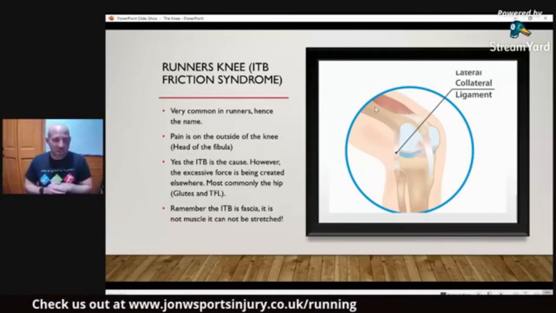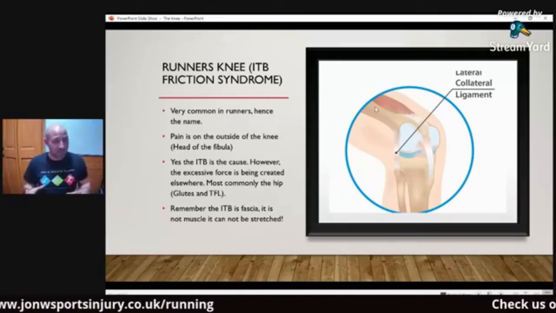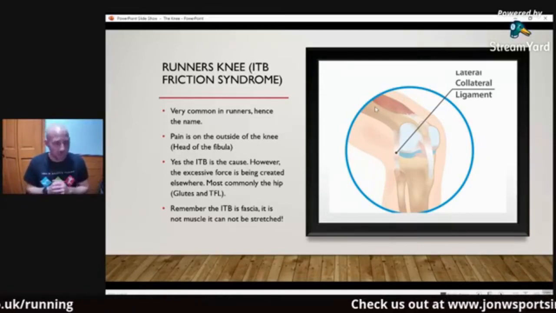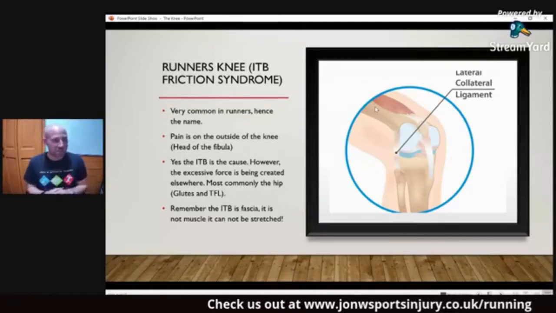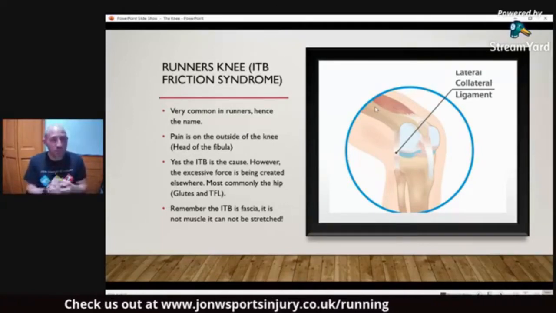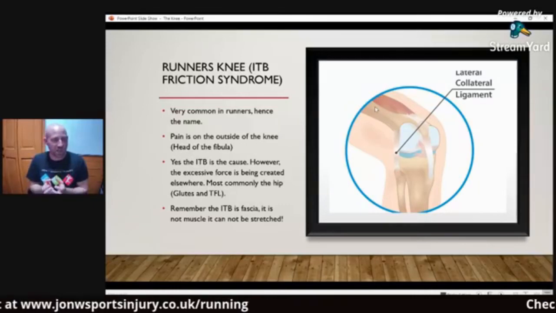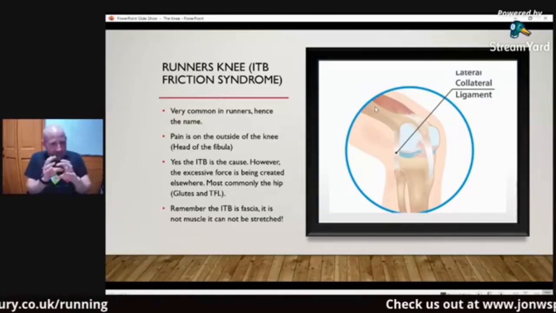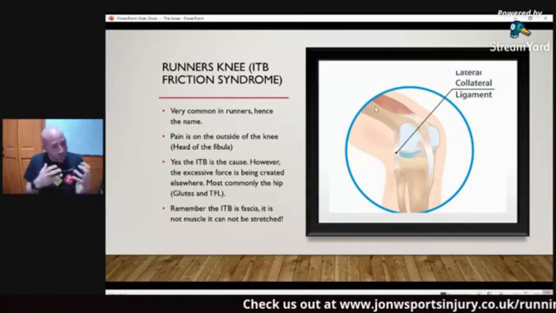Fascia is something that we have around all of our muscles in our body. It's connective tissue. It connects us all up. I often describe it like an onion. So we have an onion, which has the bulk of the onion. We have the skin around the outside of an onion, and we have that thin plastic layer in between. And that's what we have in our muscles, and we call this fascia.